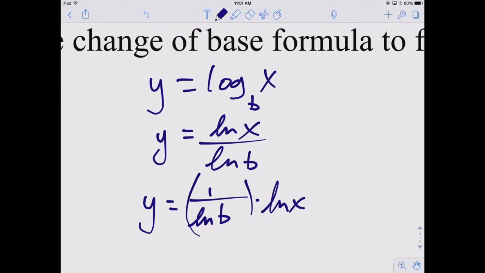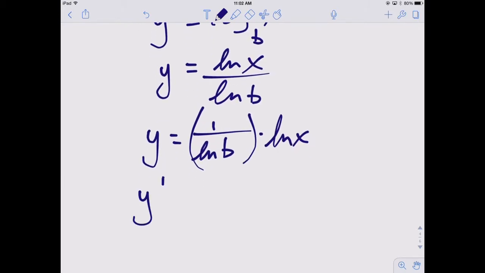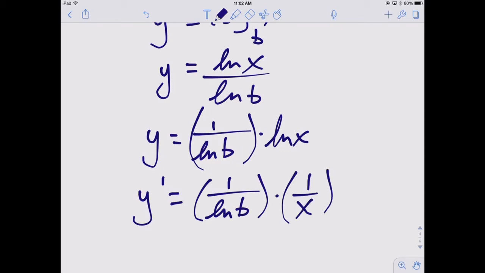And now I have a constant multiple times the natural log of x. And this is something that I know how to find the derivative of. Constant multiples go along for the ride. So I get 1 over the natural log of b times the derivative of the natural log of x, which all day long is what? 1 over x. And there you go.